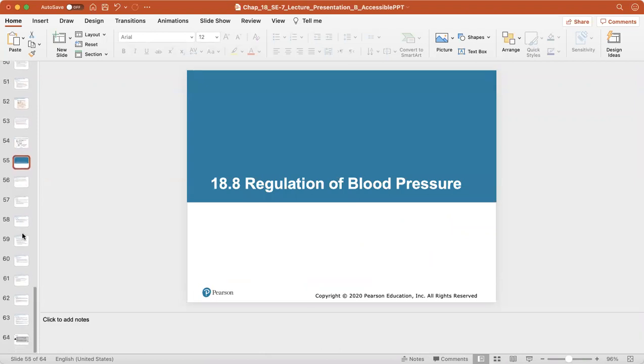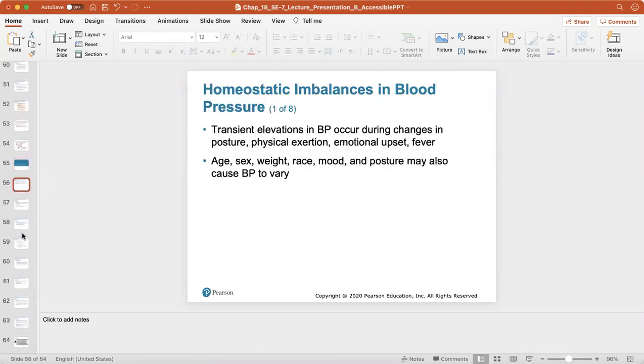So we'll end this PowerPoint talking a little bit about the regulation of blood pressure, because I'm sure we know people with high blood pressure. That's probably environmental. My dad is one. He was overweight for a long time, and he totally had to change his diet. So let's talk about homeostatic imbalances in blood pressure.